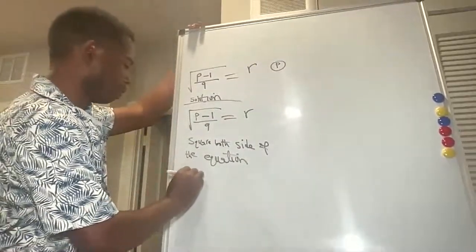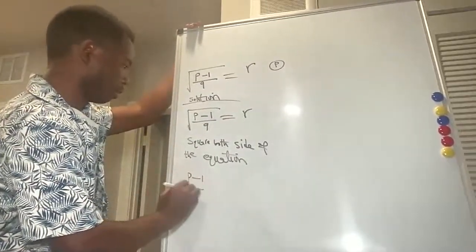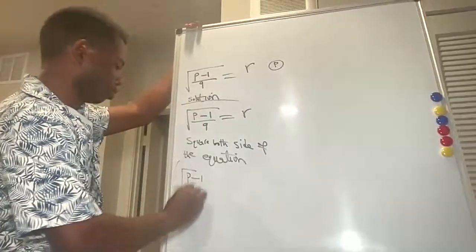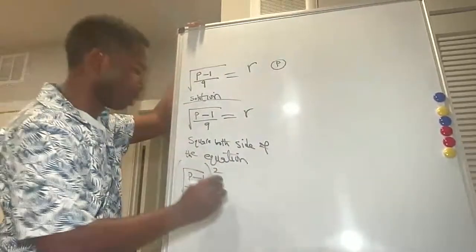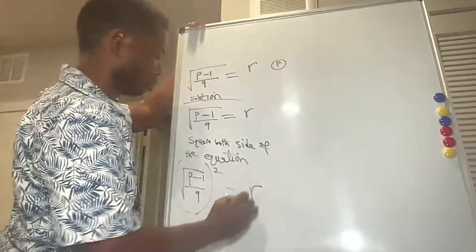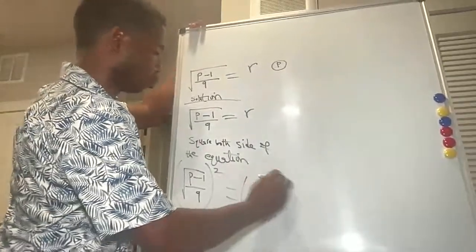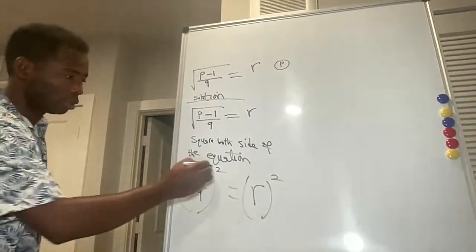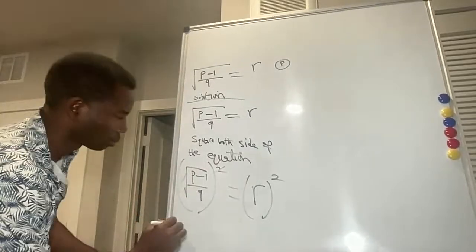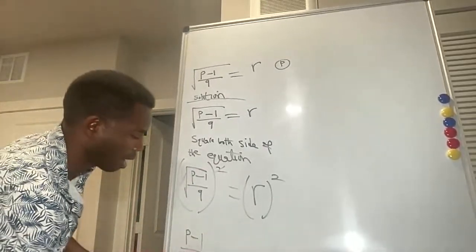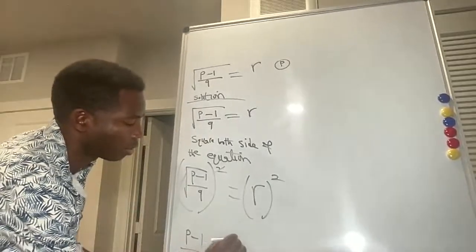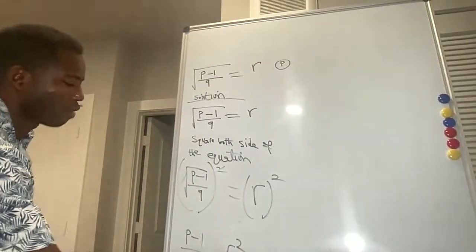So we have the square root of (p minus 1 over 9) raised to 2, and r raised to 2. The 2 cancels the root, so we have p minus 1 over 9 is equal to r square over 1.